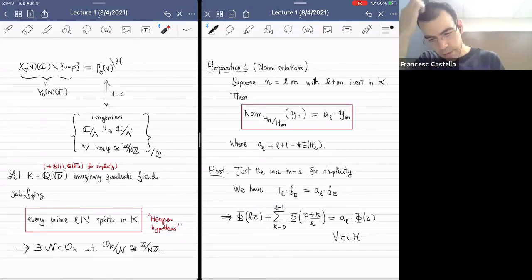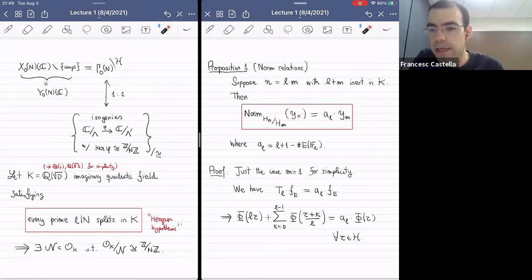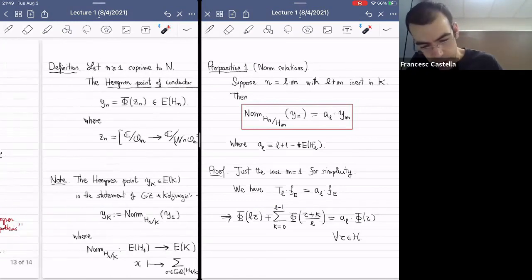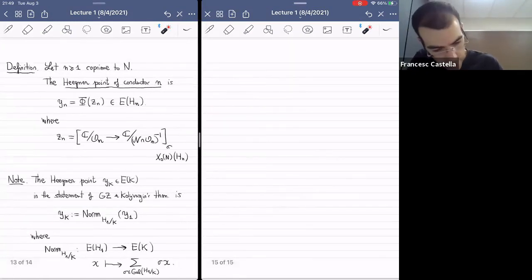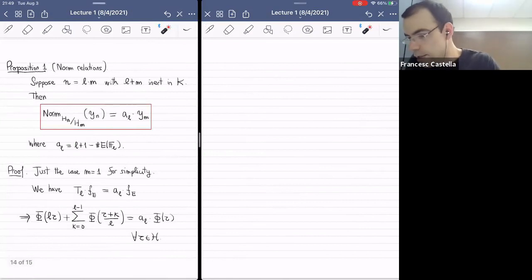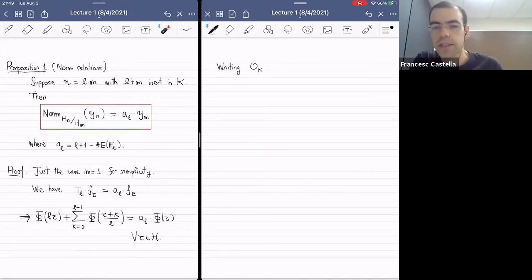Okay, but to get this point y sub n, what we need to evaluate is a very particular quadratic irrationality in the upper half plane. And to write that, what we have to do is take the Z basis for the ring of integers of K.